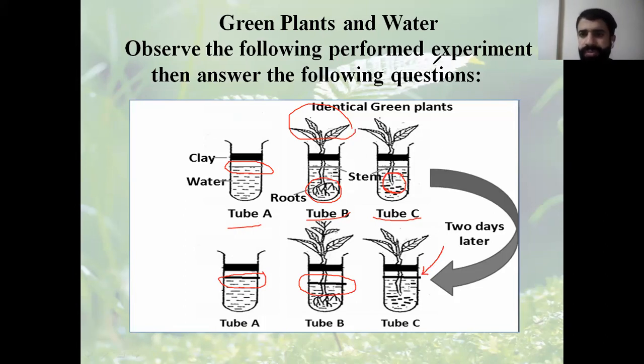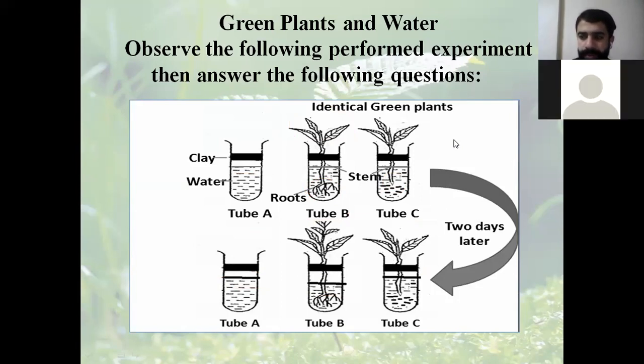First of all, let's start with some questions about this experiment. If I ask you, Celia, what is the variable factor between tubes A and B? Tube B has a plant while tube A doesn't. Excellent. So tube A does not contain a plant while tube B contains a plant. So if I ask you, Kemal, what is the variable factor between tubes B and C?